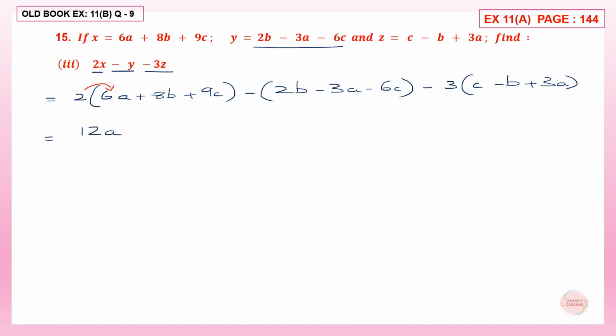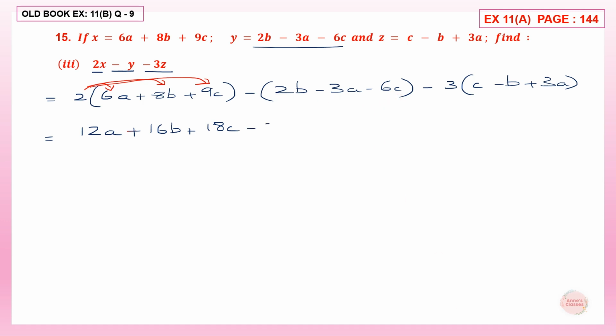Then we do 2 into 8b. So multiply the numbers. The sign is plus there. When you multiply the numbers, you get 2 into 8 is 16. 16b. Now we multiply 2 again with 9c. So multiply the numbers. The sign is plus. 2 9s are 18. That is 18c. Now here we begin with this. Here we have a minus sign. So when you have a minus sign, you can open the brackets but change the sign of every term.